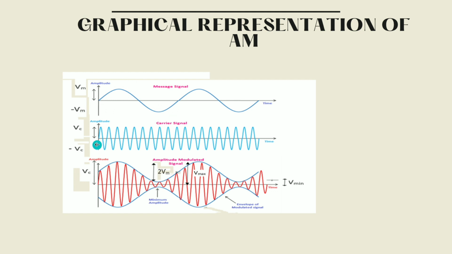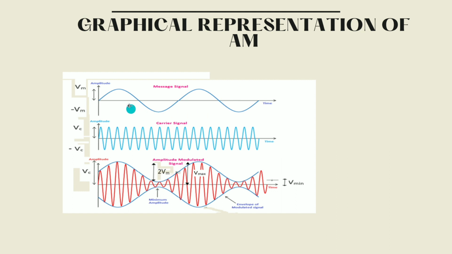For the carrier input signal, Vc is the positive peak amplitude of the carrier, minus Vc is the negative peak amplitude of the carrier signal. This is one complete cycle of the carrier signal, which has the lowest time period, which is nothing but a high frequency signal. You have to consider an amplitude modulator.